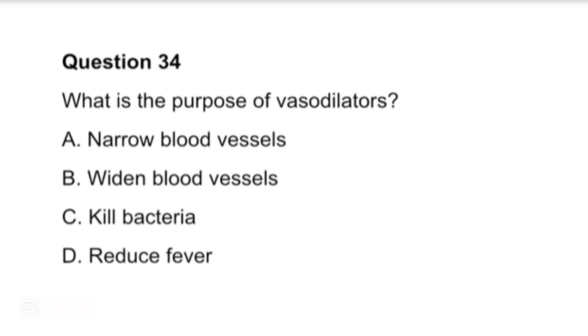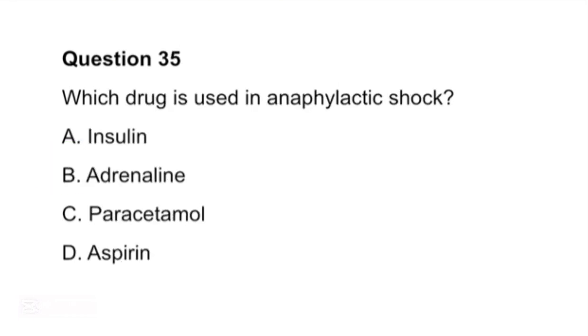Question 34. What is the purpose of vasodilators? A. Narrow blood vessels. B. Widen blood vessels. C. Kill bacteria. D. Reduce fever. Correct answer, B. Widen blood vessels.